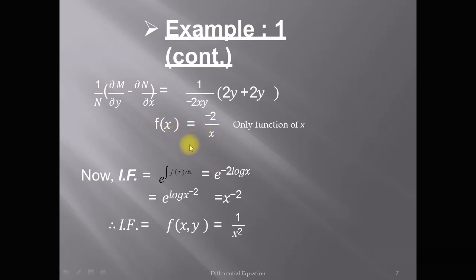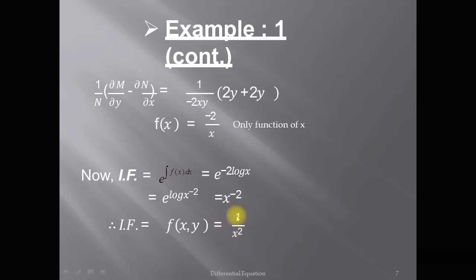So we can find the integrating factor by this formula: e power integration of this function with respect to x. The integration of minus 2 by x is minus log of x. So e power minus log of x is equal to x power minus 2. So we get the integrating factor for the function is 1 over x square.